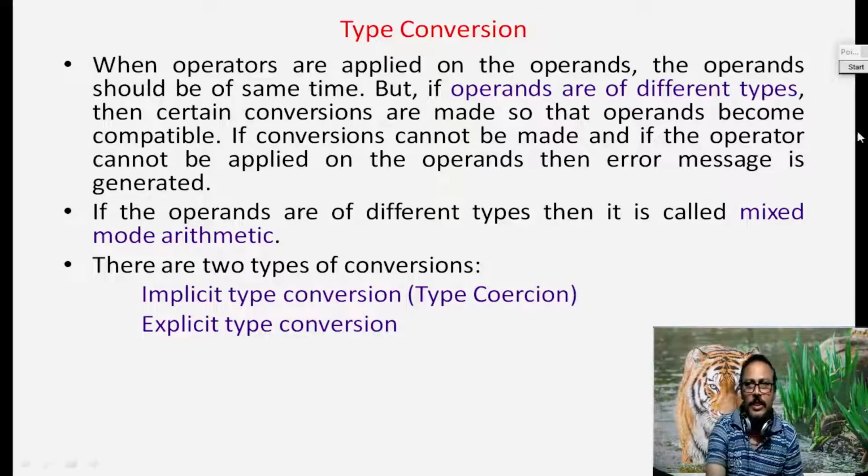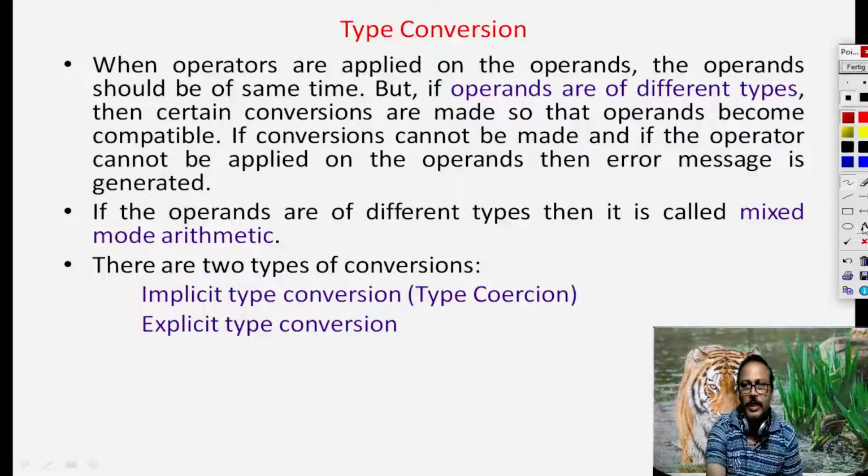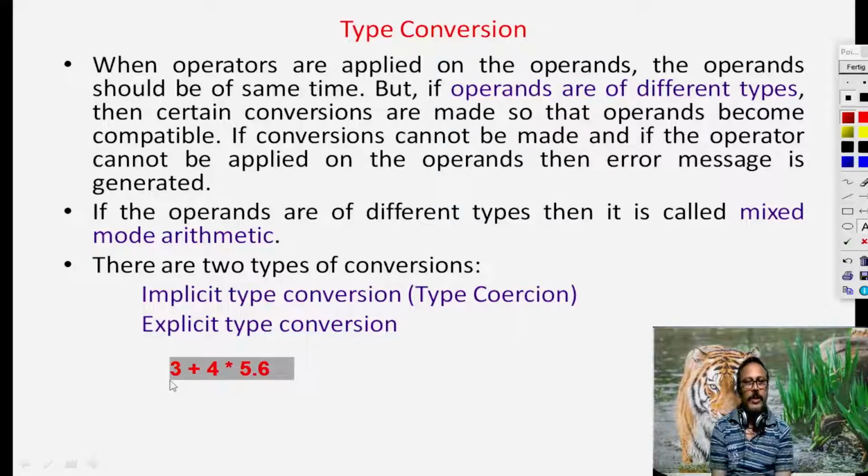Type conversion. Let us take an example. Suppose you have 3 plus 4 star 5.6. What is the result? How is this 5.6 taken? Is it taken as 5 or only as 5.6? Only as 5.6. So computers have ambiguity.